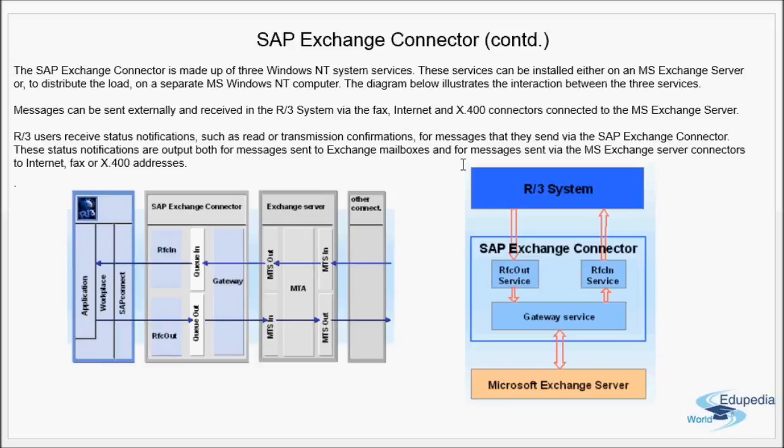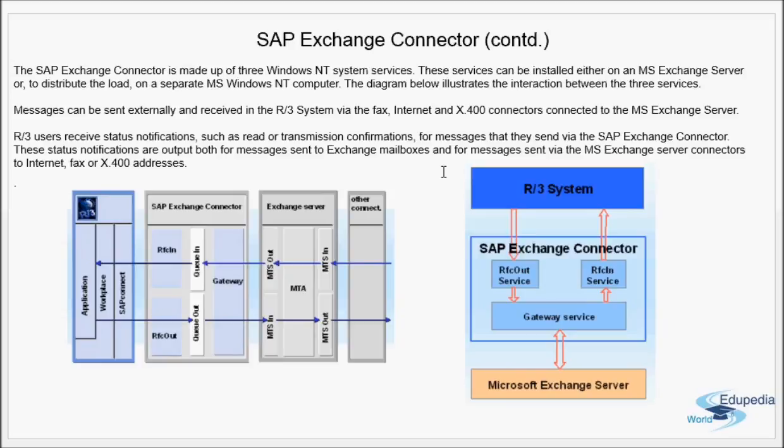These status notifications are output both for the messages sent to the Exchange mailboxes and for the messages sent via the MS Exchange server connectors to internet, fax or whatever it is. So you send it to the Microsoft Exchange server, and not only to this, but also to the other connectors like internet, fax. Whatever information or documents are dispatched, to the Exchange server or to the internet or to fax, users receive status notifications.